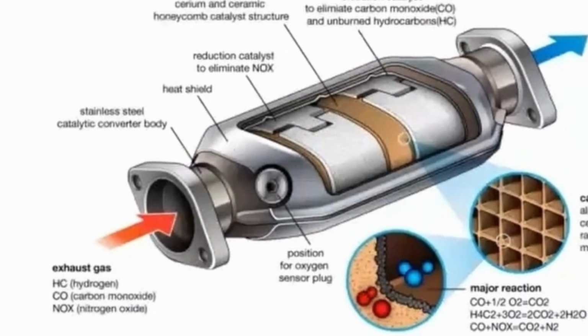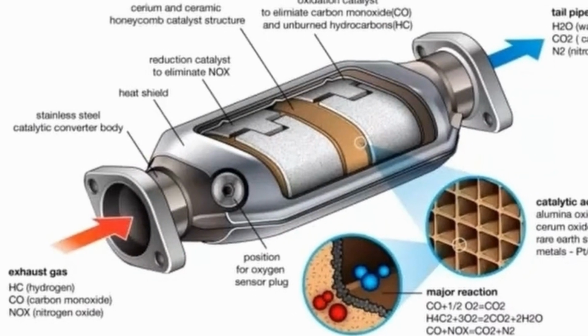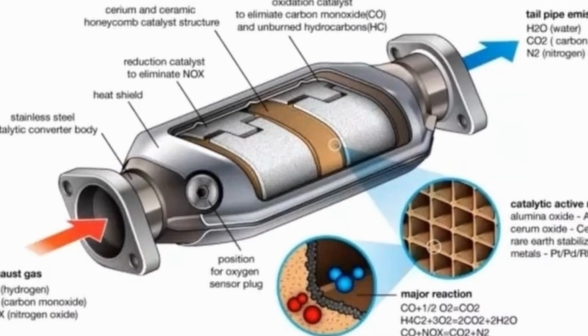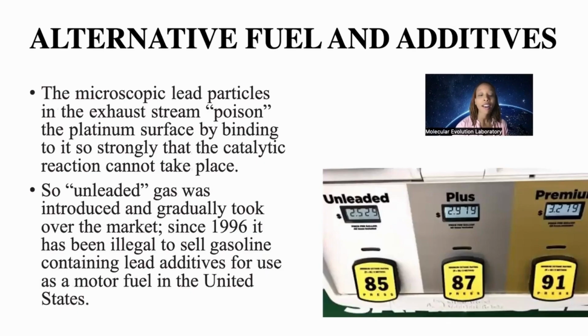As you may know, the catalytic converter is designed to reduce the emission of carbon monoxide and other pollutants. The important chemistry of the converter takes place on the platinum metal surface. The microscopic lead particles in the exhaust stream poison the platinum surface by binding to it so strongly that the catalytic reaction cannot take place. Unleaded gas was introduced and gradually took over the market since 1966. It has been illegal to sell gasoline containing lead additives for use in motor vehicles in the United States.